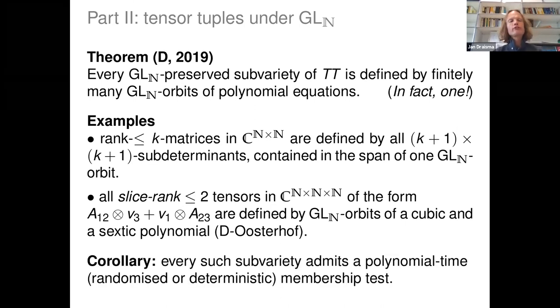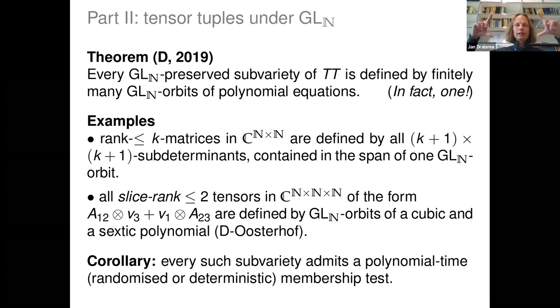Now, a consequence of this theorem, which I think is quite interesting and which I hope will be useful for applications, is that every such GL infinity preserved subvariety of TT admits a polynomial time randomized or deterministic membership test. And let me explain that by means of these matrices. So if you're given a very big matrix and you want to test whether the rank is at most 10, then of course you can just do Gaussian elimination, which is very efficient. But you can also do the following.